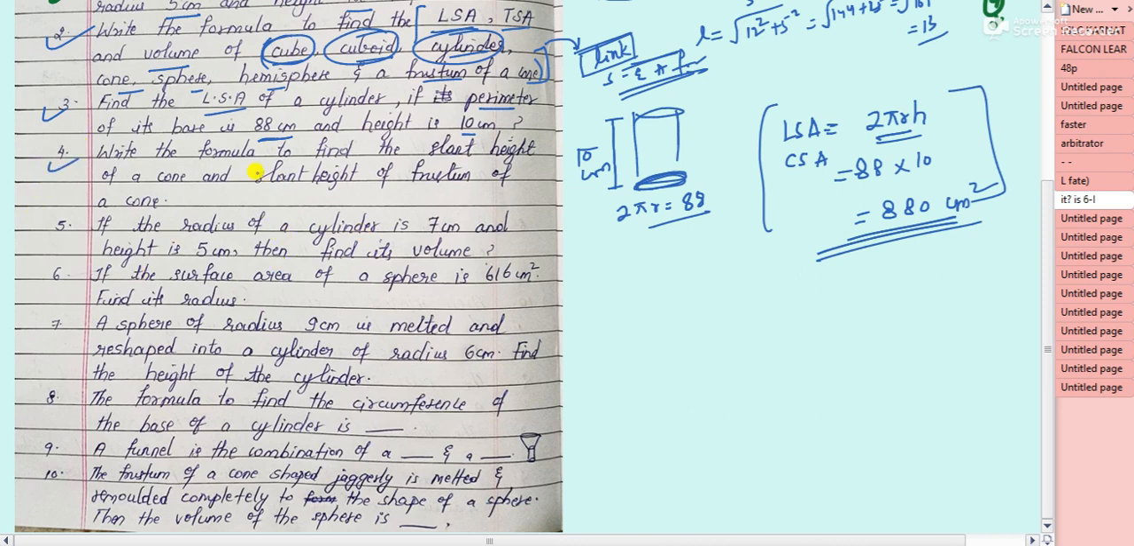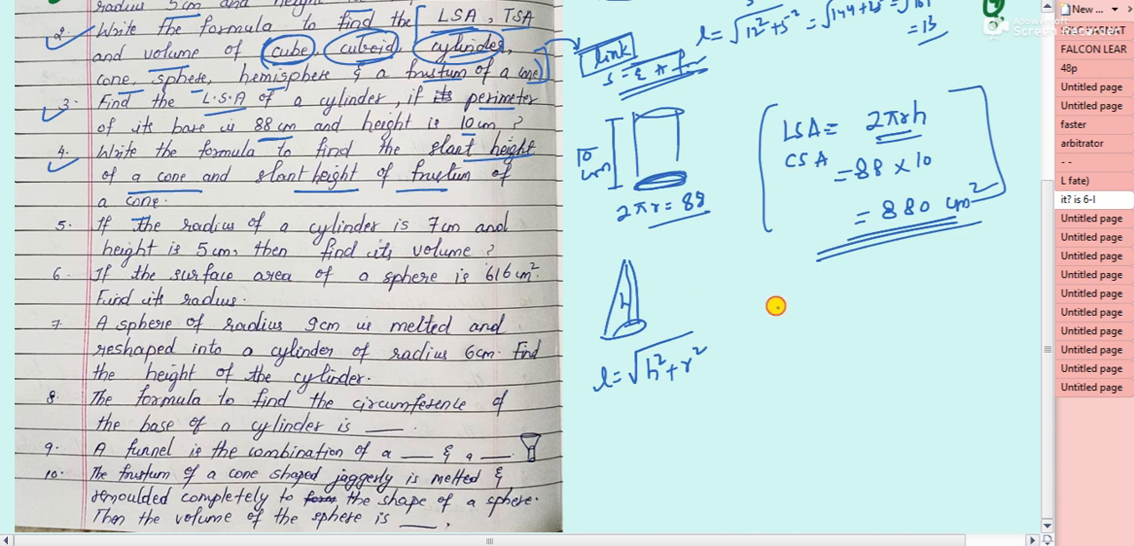Next is question number 4. Write the formula to find the slant height of a cone and slant height of a frustum of a cone. So for a cone, slant height is just that Pythagoras formula, L equals root of h square plus r square.